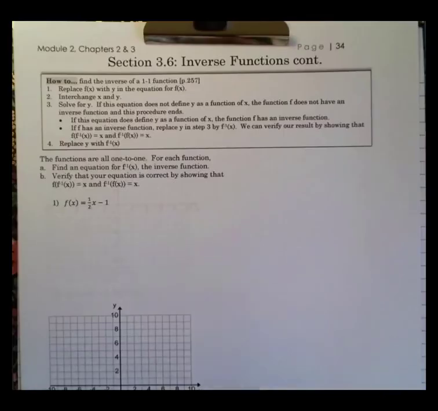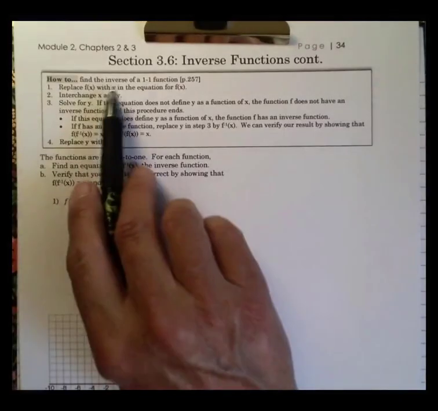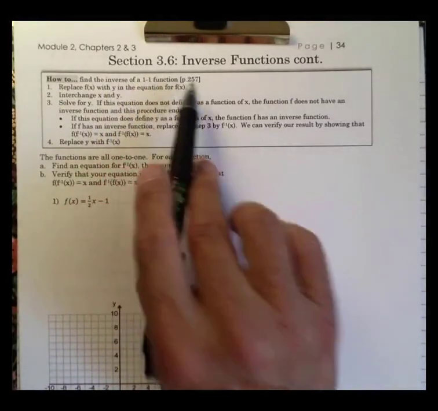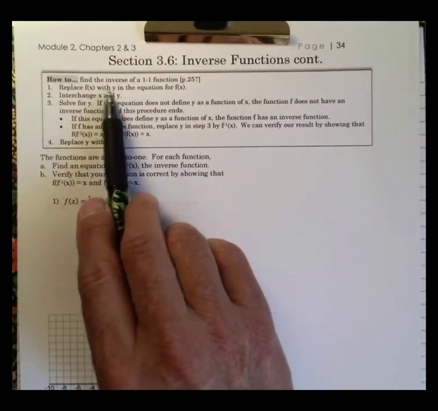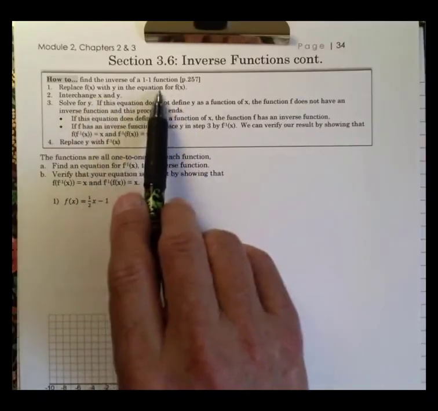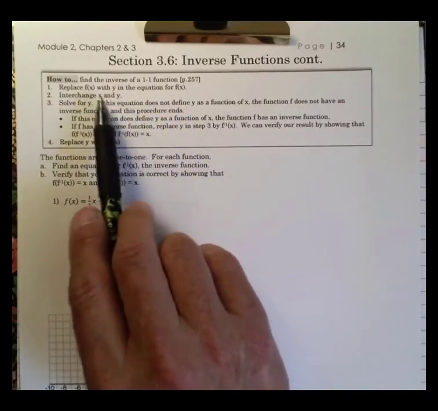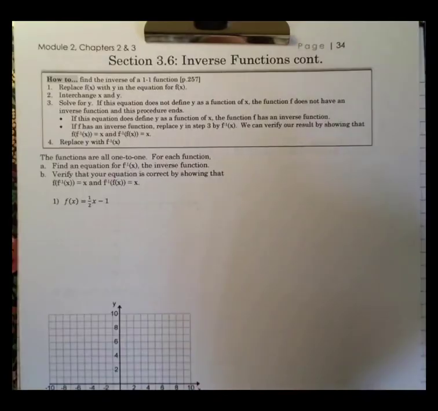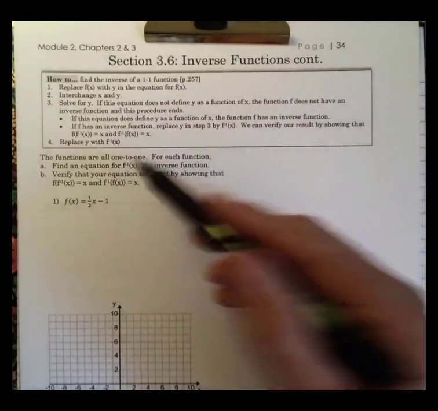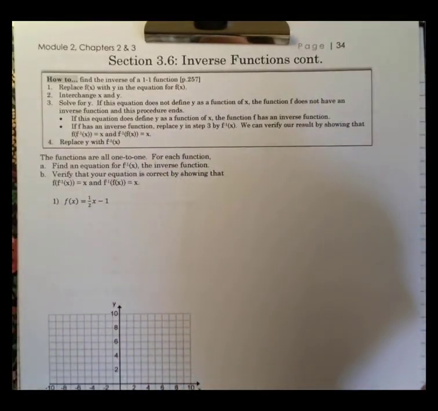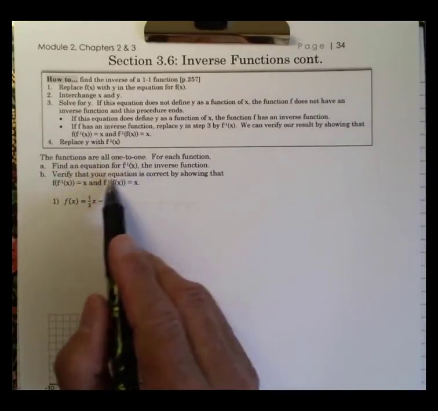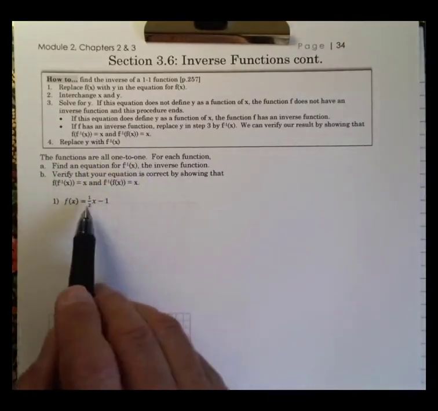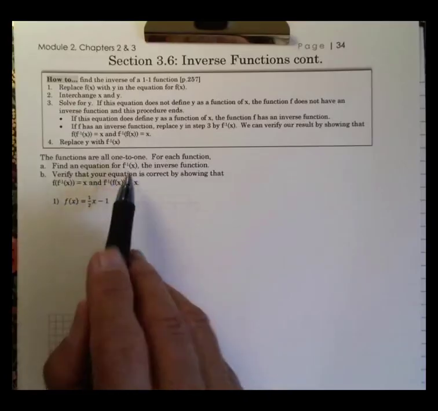So on this next page, we're going to look at how to find the inverse of a function that is a one-to-one function. And the way we do it is we replace f of x with y in the equation, in the function, and then we interchange the x's and y's and we solve for y. So there's really 3 steps to it. And then we can prove that it is an inverse of the function by doing the compositions like we did on the previous page. So let's look at this one. This is a one-to-one function. It's already told us that. And then we're going to find the equation.